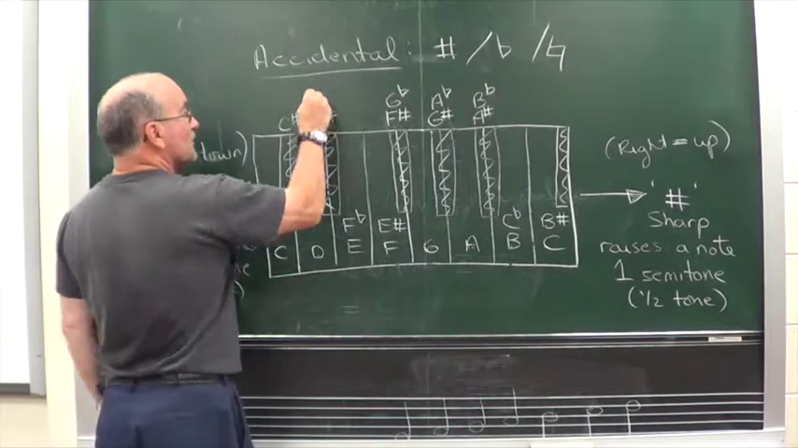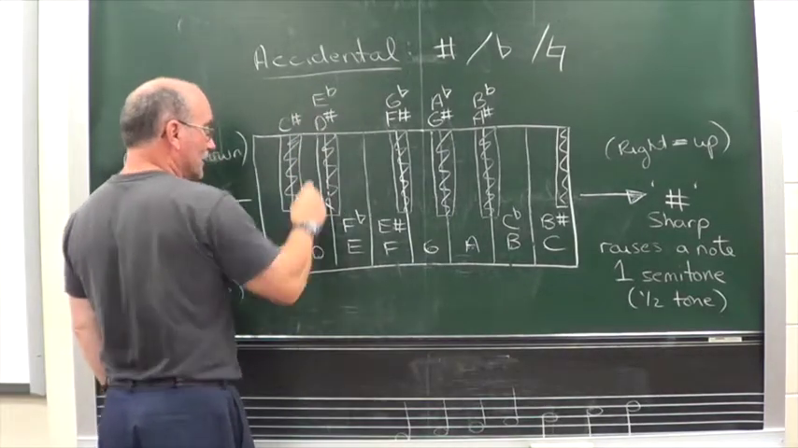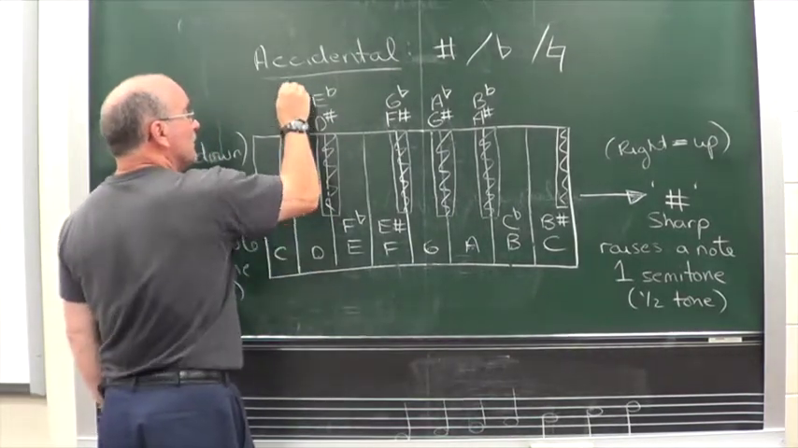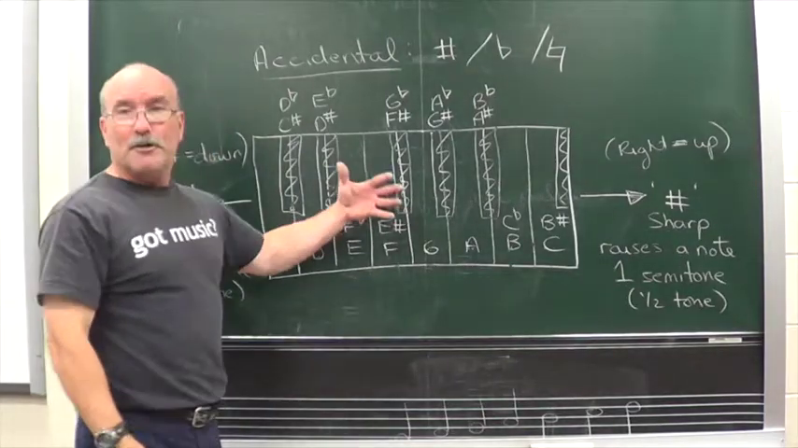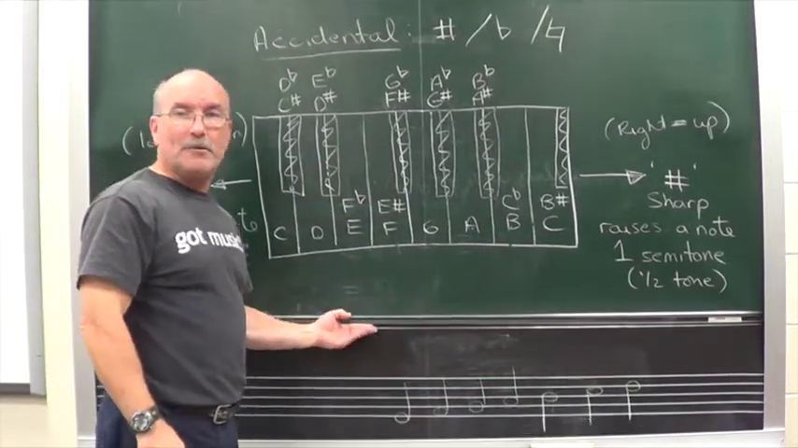This is E, so this must also be called E flat. This is D, and this must be called D flat. And that's how you would label the complete piano keyboard.